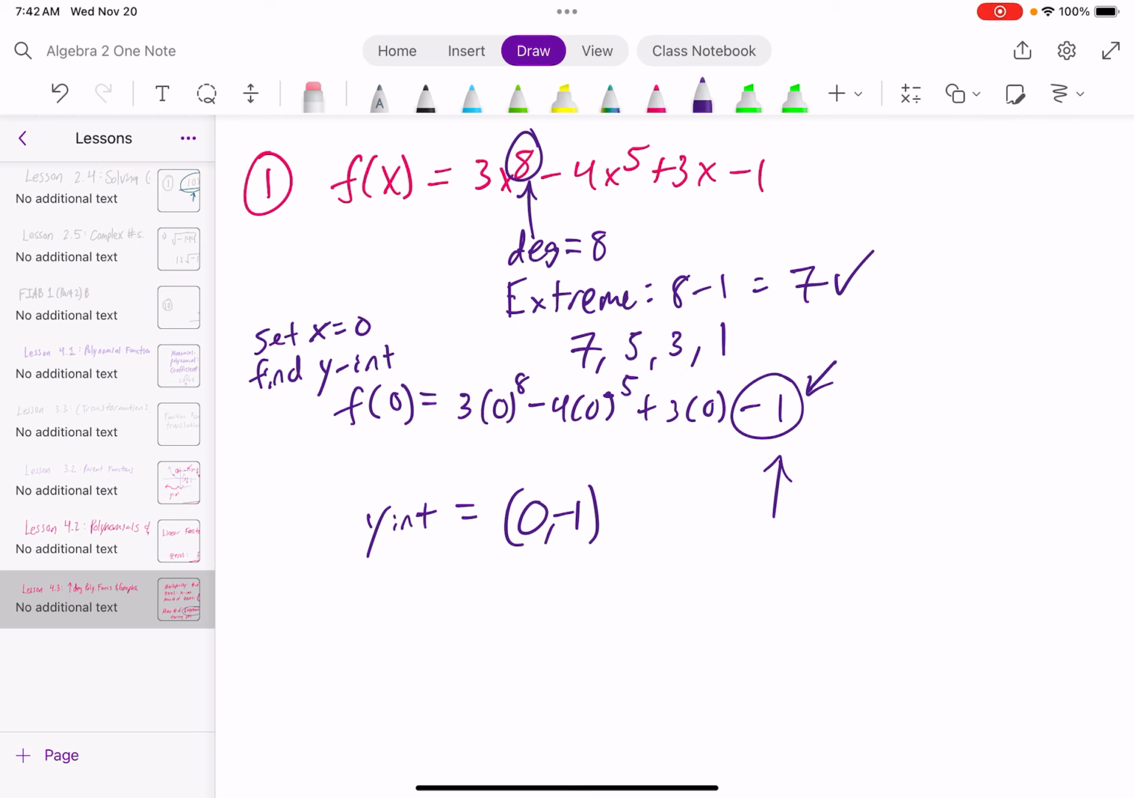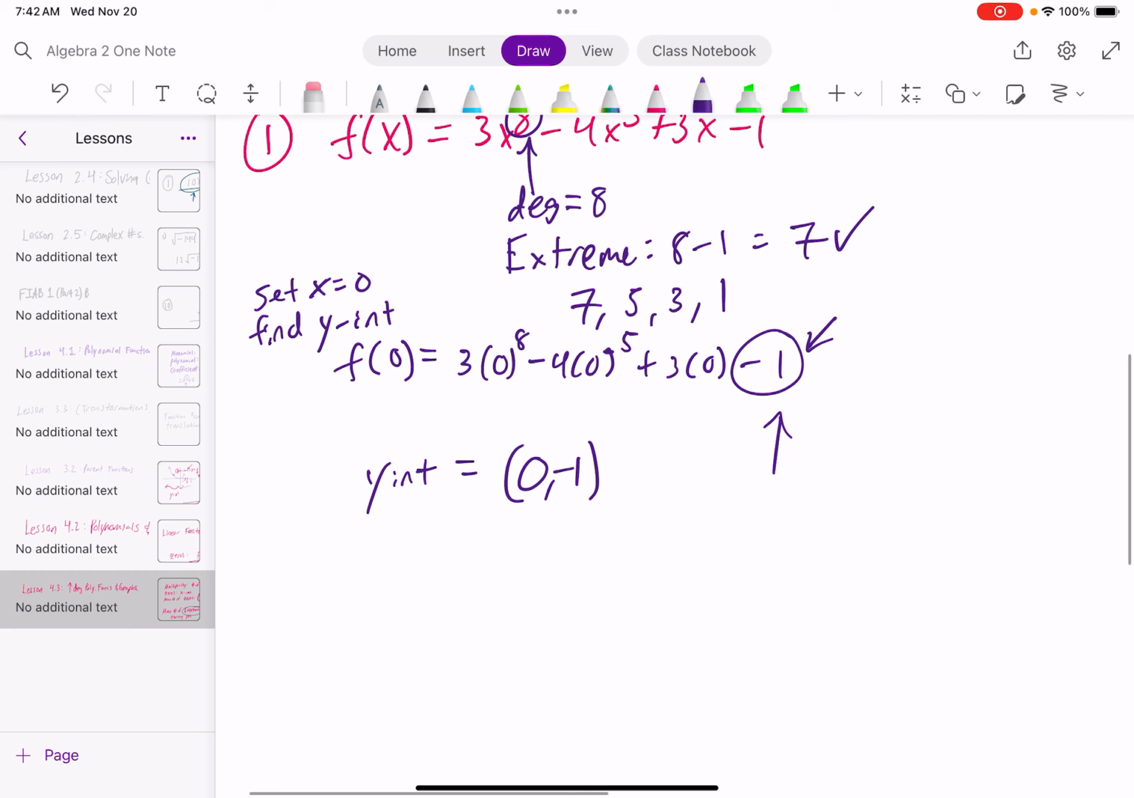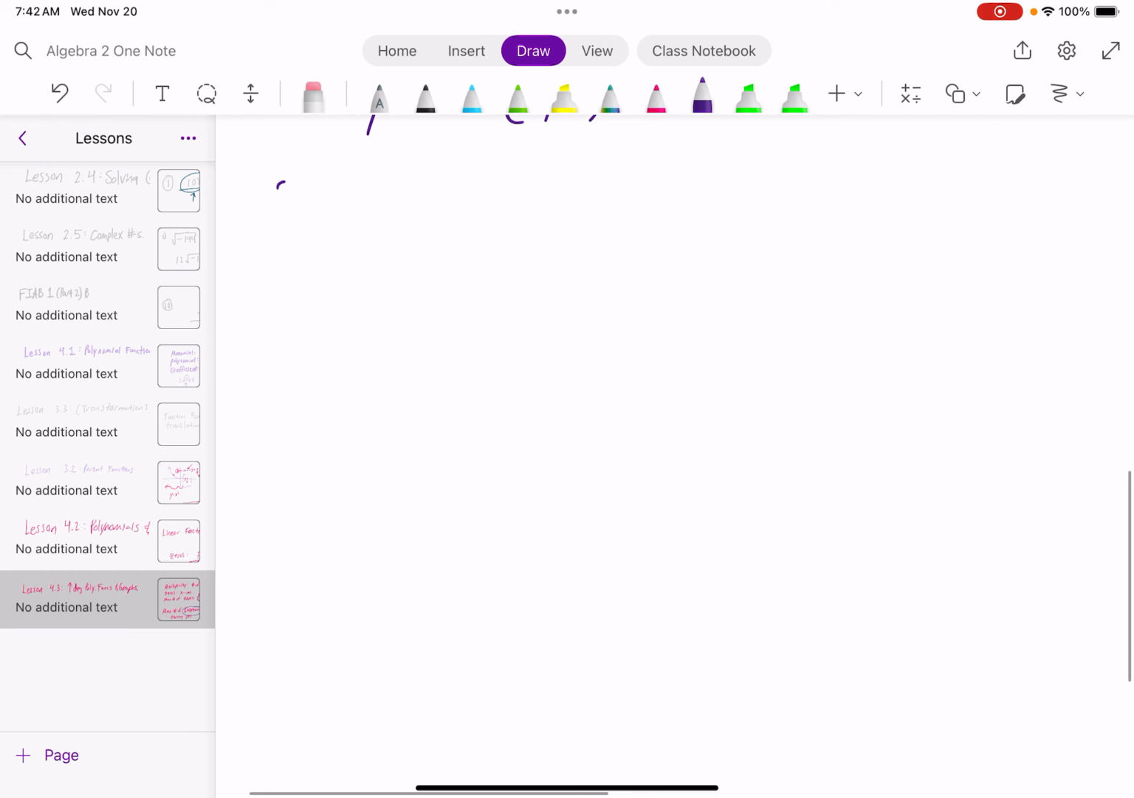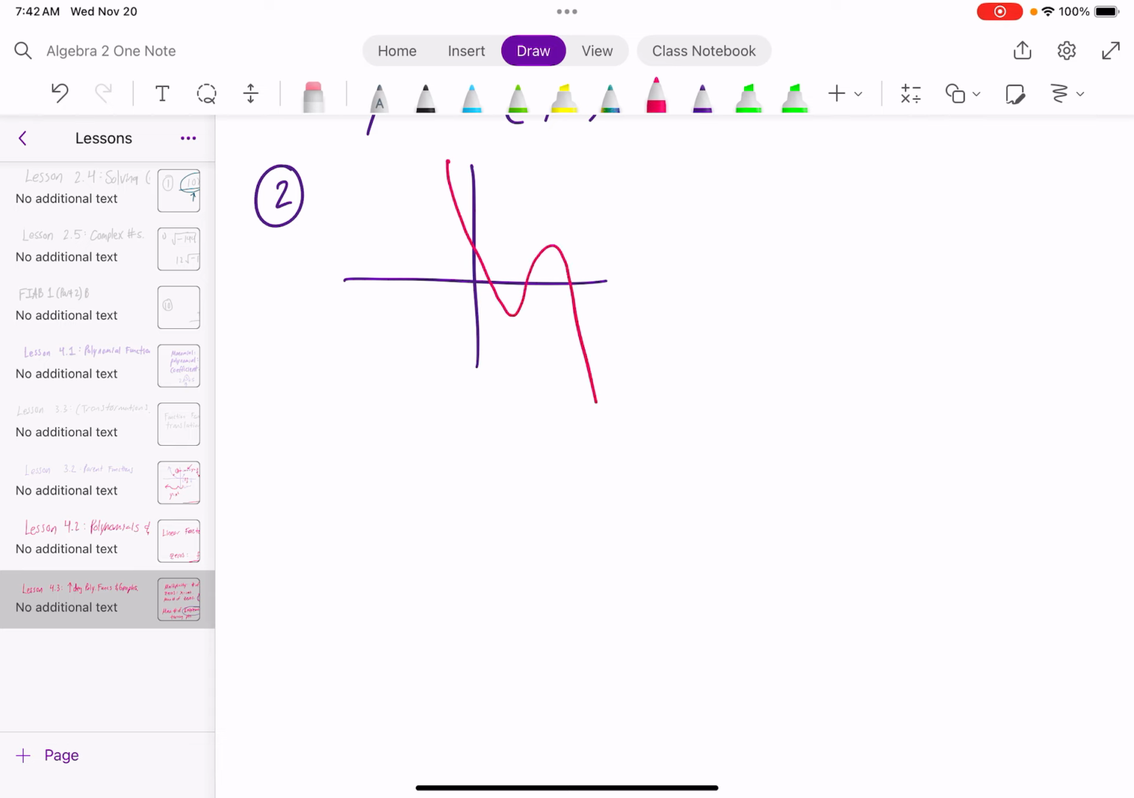Number 2 says the function is graphed below. Find the relative max. So your function is graphed like this, and it wants me to find the relative maximum. Well, that point's right there. Relative max. All right?